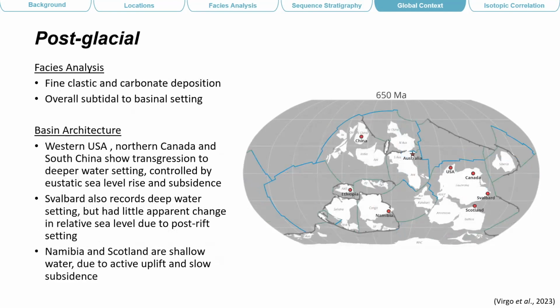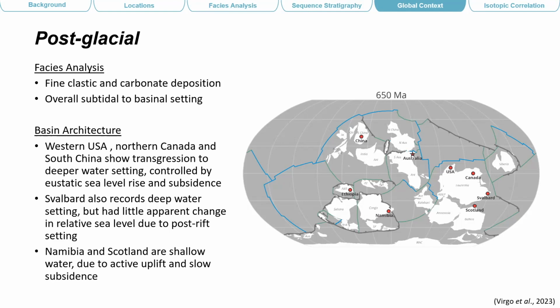Once we get to the post-glacial succession, again, the facies are very similar across the globe. We see an abundance of fine clastic and carbonate material, and overall in a more subtidal to basinal setting. So in Western USA, Northern Canada and South China, they do show evidence for a transgression, and as we'd expect, that's likely driven by the melting of large glaciers that have increased relative sea level. And they also have transitioned to a phase of subsidence. So that's similar to what we see in South Australia.